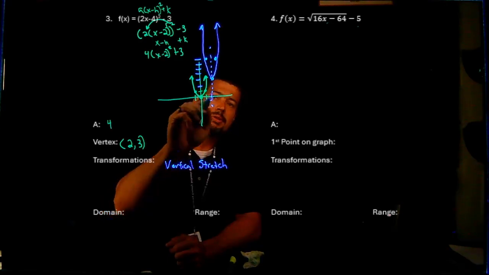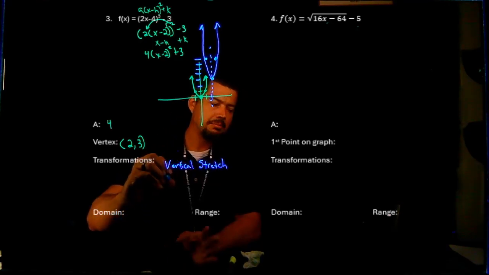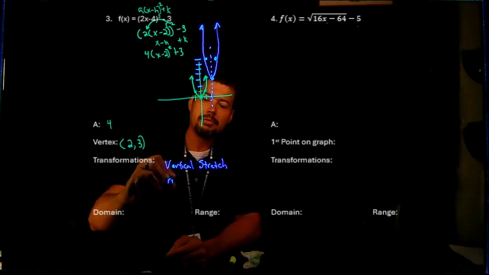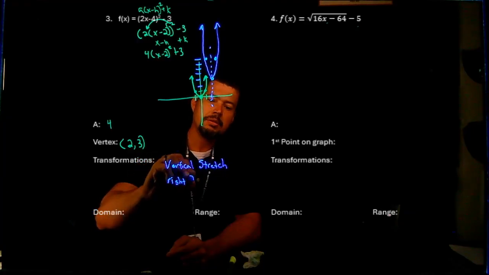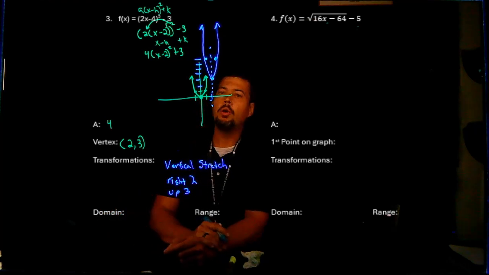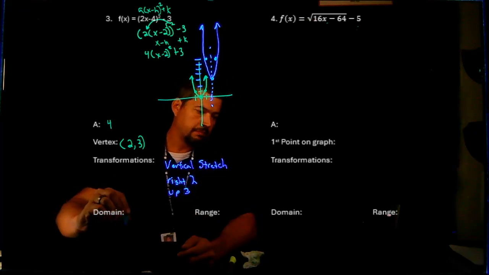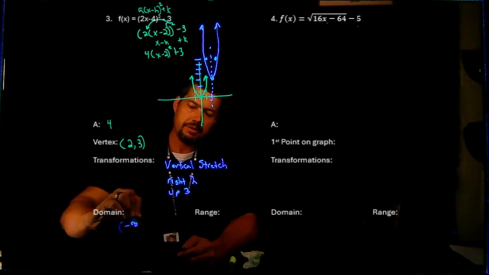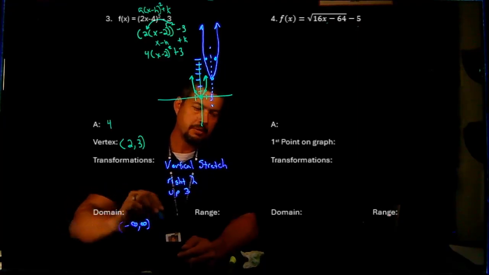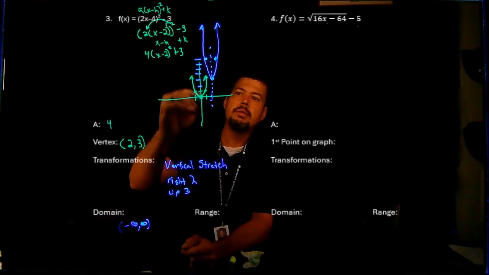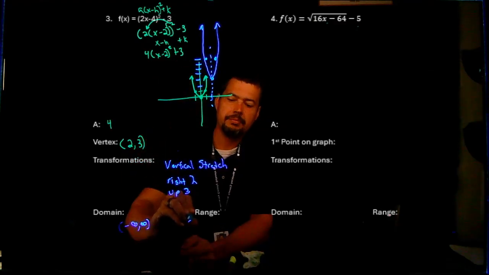And this kid has been shifted around, right? And I'm just going to be kind of lazy here. We've gone right 2, and we've gone up 3. Domain. It's a parabola. We inherit the domain. It's going to be negative infinity to infinity. Range here looks like 3 to infinity.